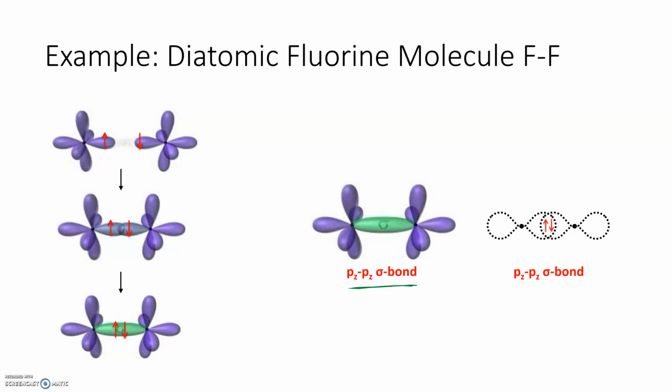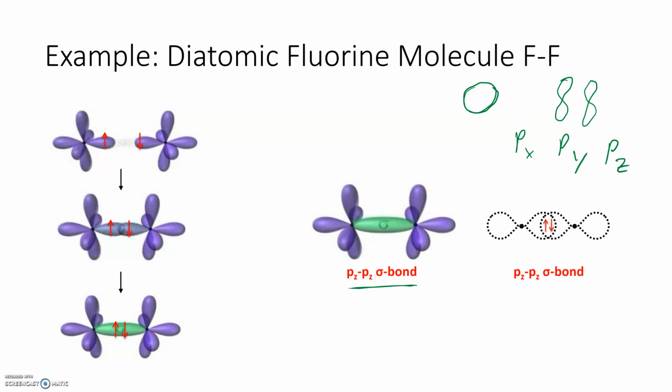We know that s orbitals from the last example are spherically symmetrical, which means that they have no orientation, which means that there's only one configuration. But with p orbitals, we know that they aren't spherically symmetrical, as we talked about in the last lesson. So they can have three configurations: px, py, and pz. This means that when they overlap with each other, they overlap in different ways.